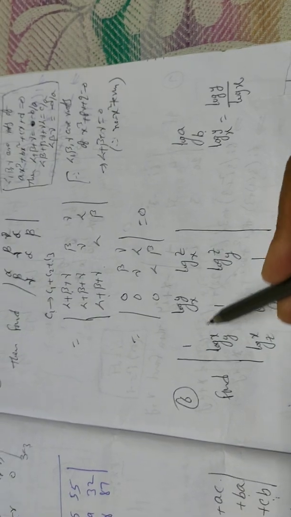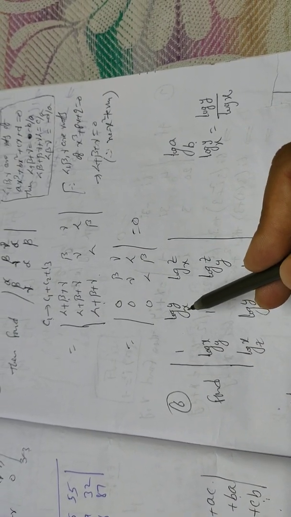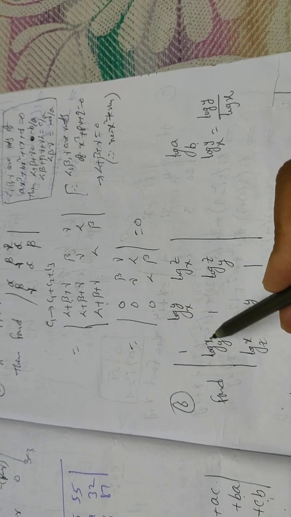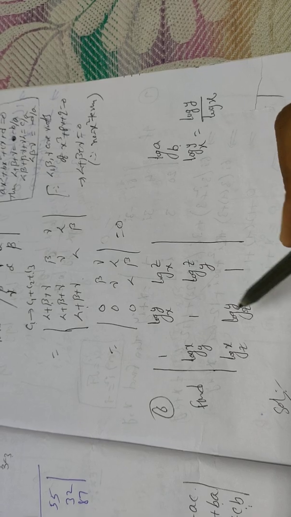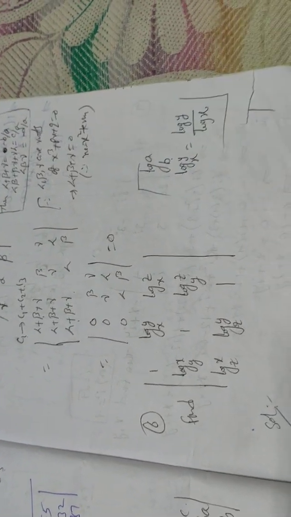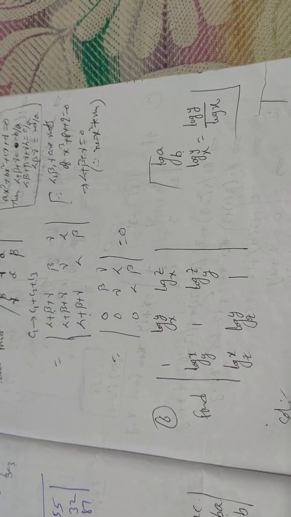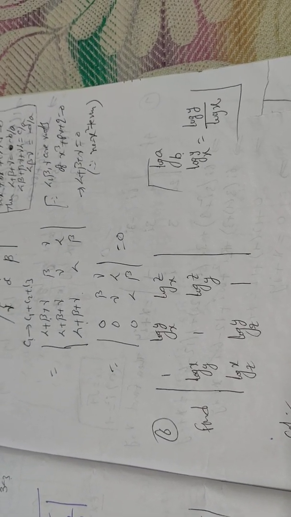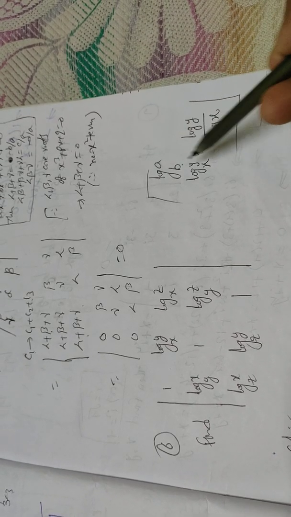Next question: find the determinant of 1, log y base x, log z base x; log x base y, 1, log z base y; log x base z, log y base z, 1. See, you just use this formula in logarithms. All SSC students know very well about logarithms, but CBSE, I think, they don't have logarithms. But you just remember this formula.